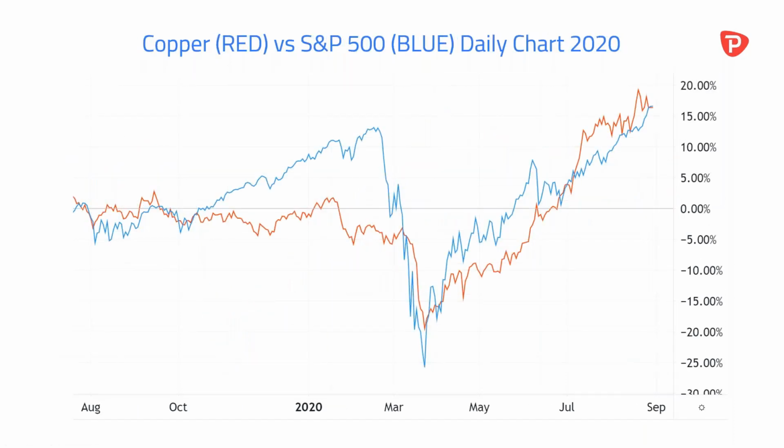Now, if we look at copper this year, here again, we have copper in red and the S&P 500 in blue. And when we transpose them over the top of each other, it becomes very clear that when the S&P 500 was falling, copper did as well. And now copper is starting to out-track the performance of the S&P 500. It shows that we're clearly in the recovery phase.